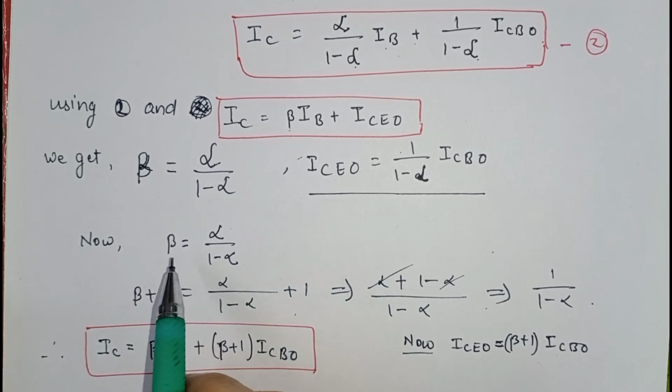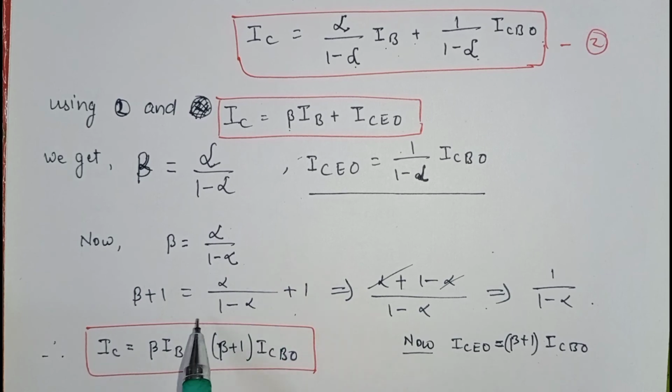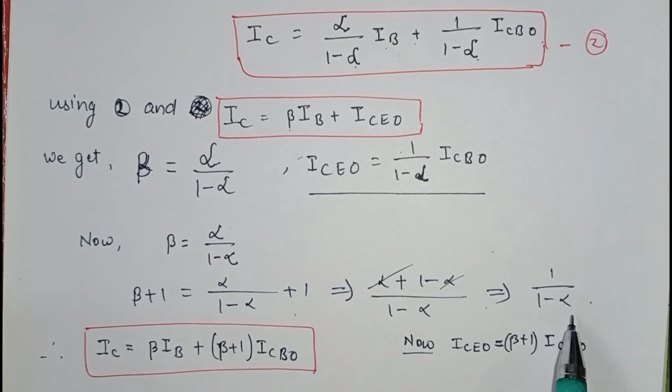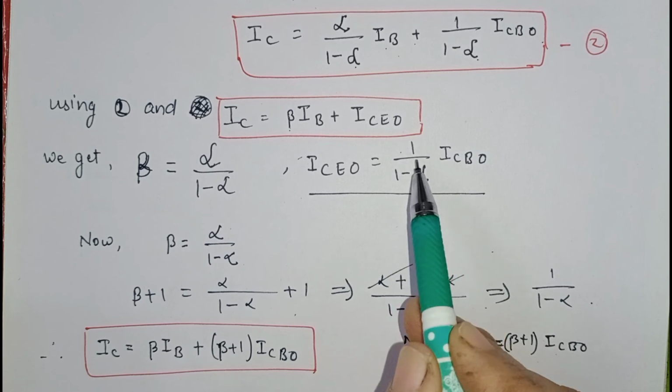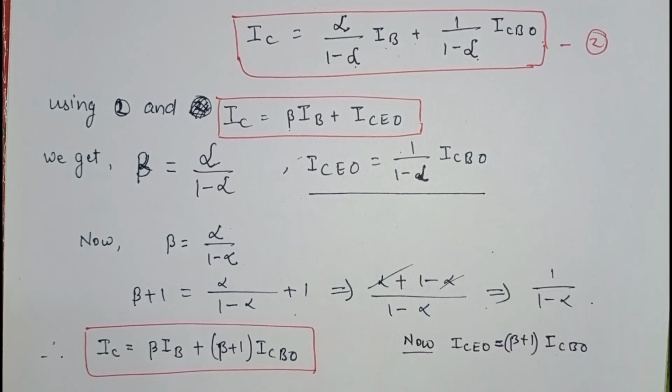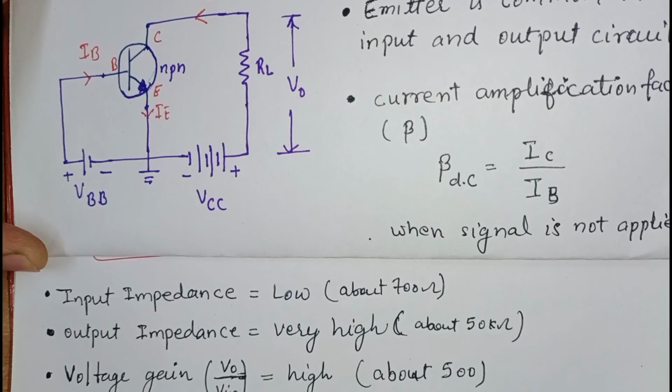Now beta is equal to this one. When we add 1 to both sides, we will get the equation this one. After solving this equation, we find that beta plus 1 is equal to 1 upon 1 minus alpha. So we can write beta plus 1 in place of this. So the equation becomes IC equals beta IB plus (beta plus 1) ICBO. This is the final equation.